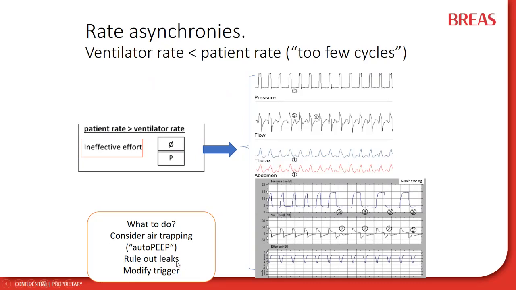The second one is to rule out leaks, and the third one would be an inappropriate selection of the trigger. But it's important to investigate which of these three different conditions would be associated with ineffective efforts in the single patient.